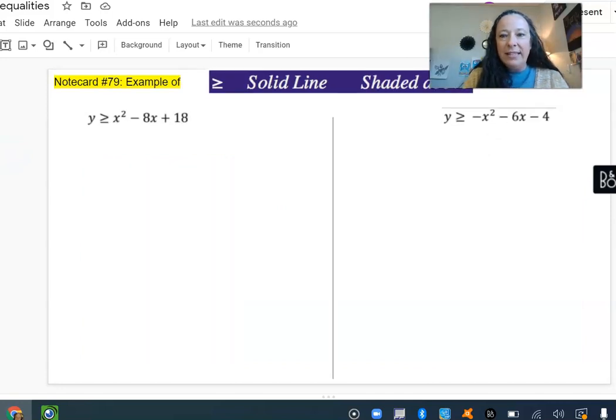All right, so here's the last note card, 79. These are solid lines and they're shaded above. So pause me and go ahead and get these going.